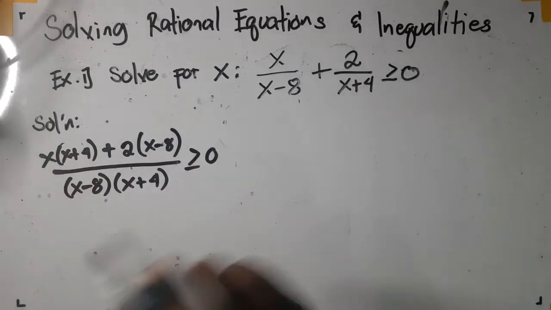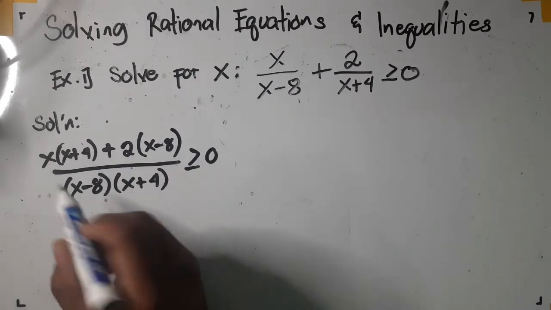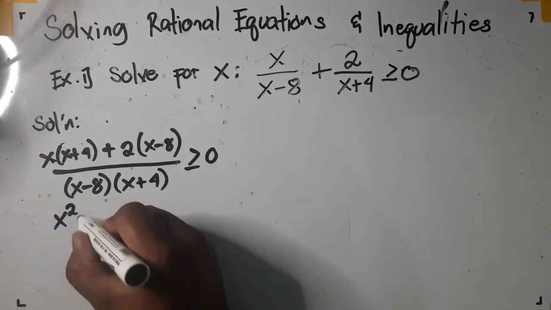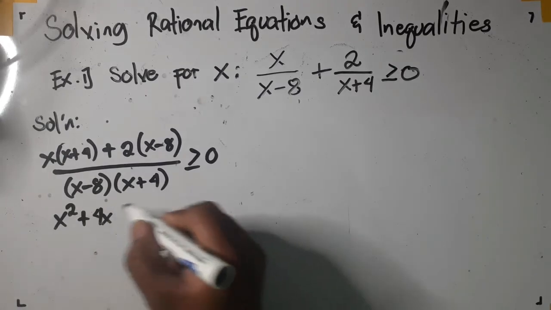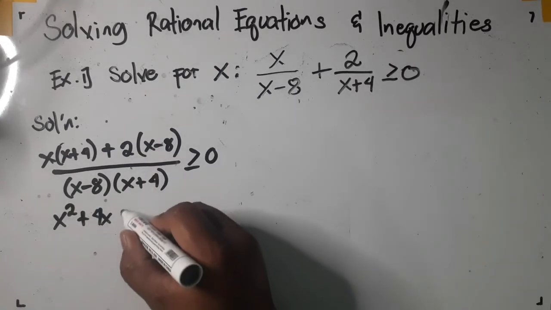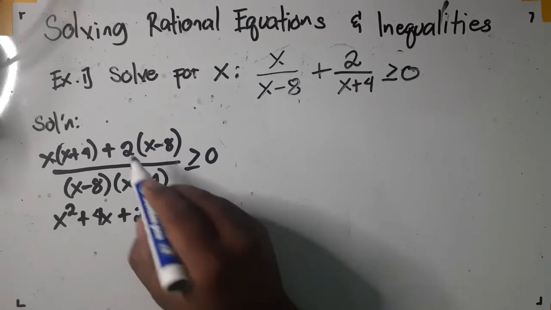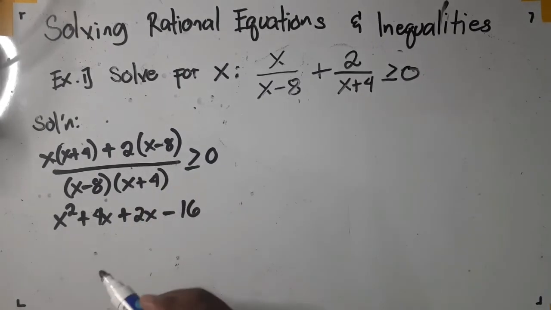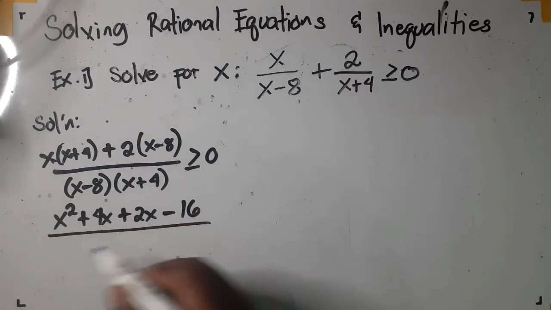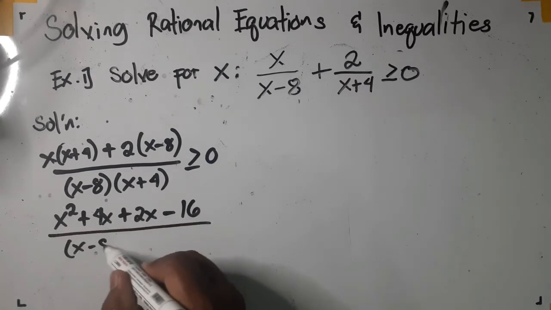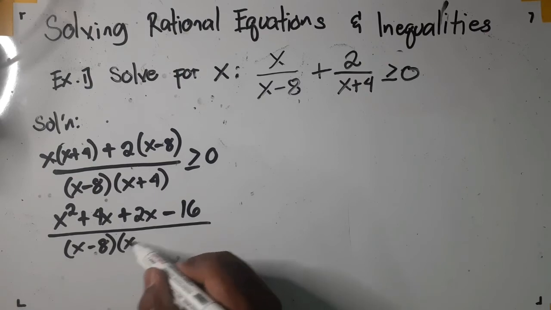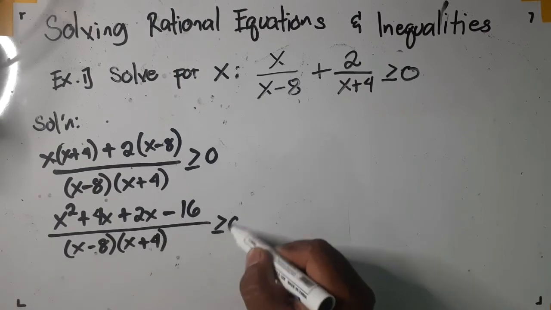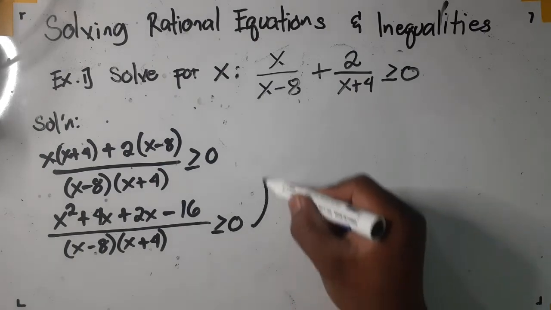Okay. Don't cancel, okay, since there is addition. So, distribute the x. So, x times x is x squared. X times 4 is 4x. Okay. Plus 2 times x is 2x. 2 times negative 8 is negative 16. All over x minus 8 times x plus 4 greater than or equal to 0.